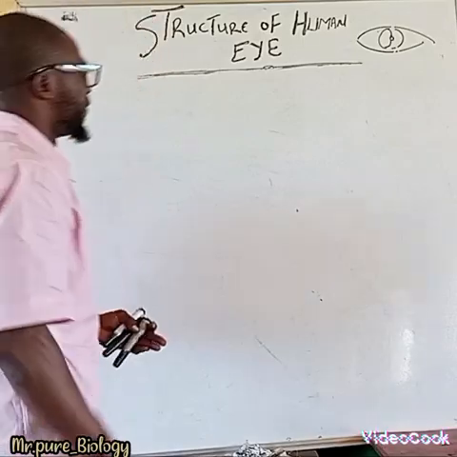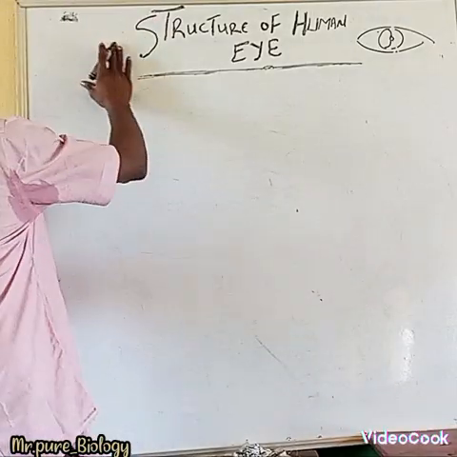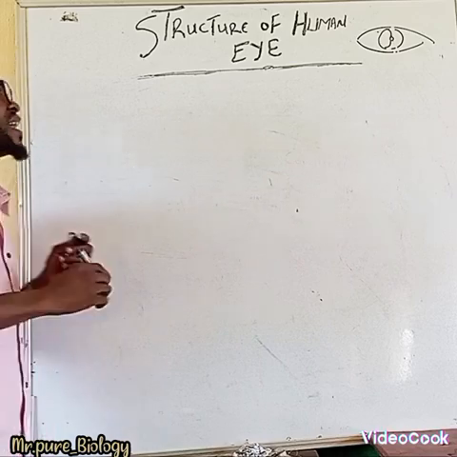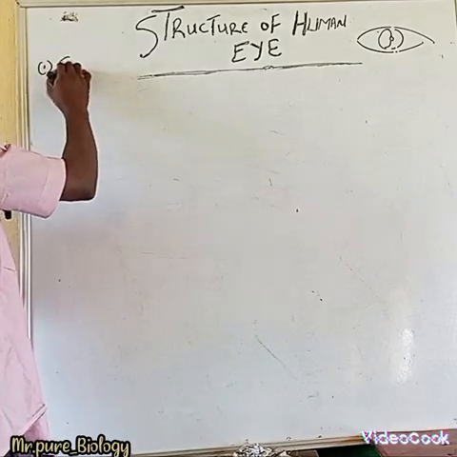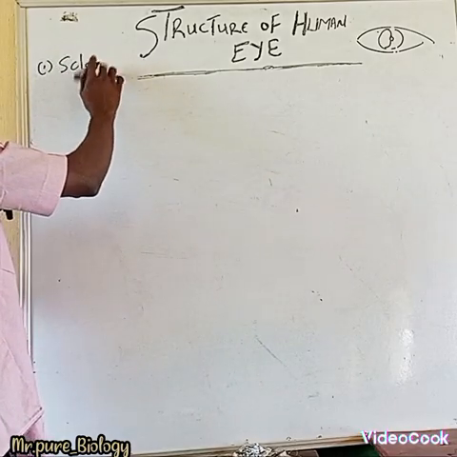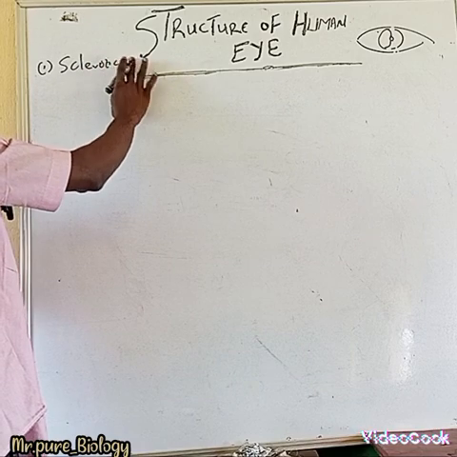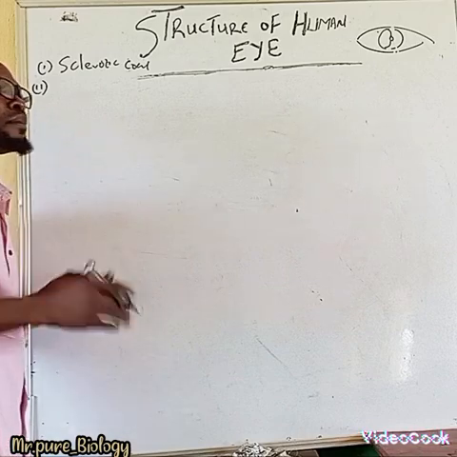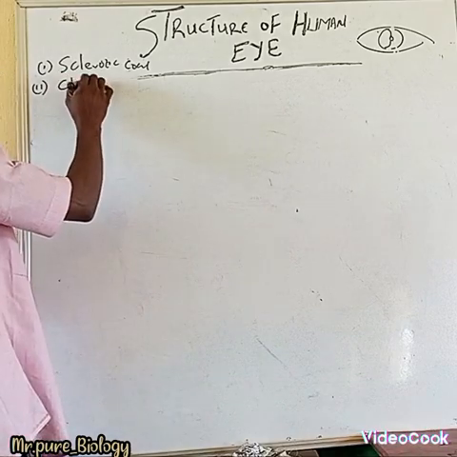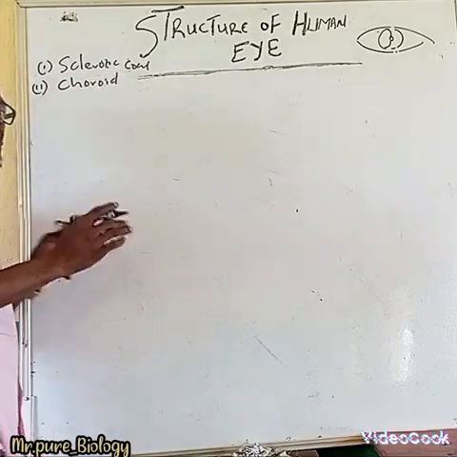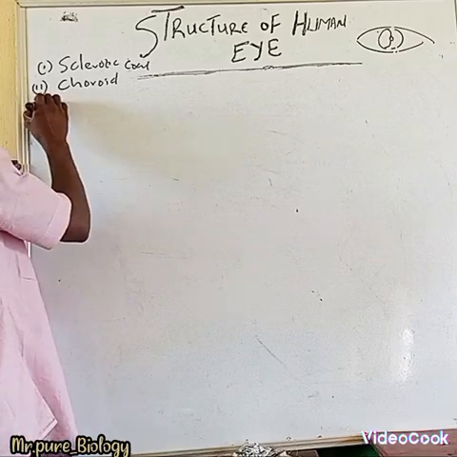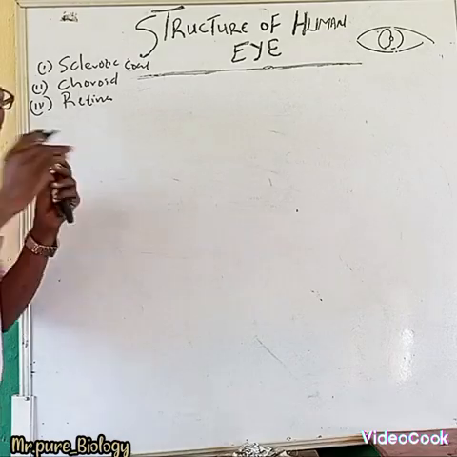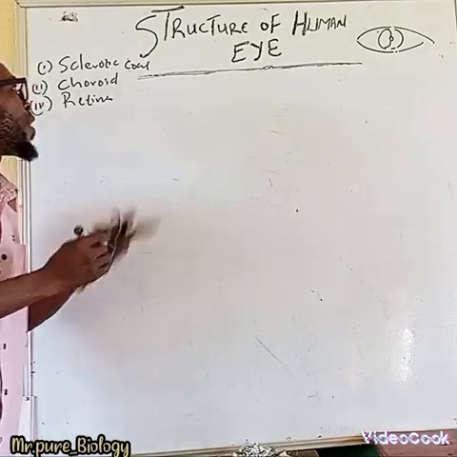To look at the structure of the eye, let's say the entire eyeball, it is of three layers, or three parts. And what are these? Number one, we can talk of the sclera, or we call it the sclerotic coat or sclerotic layer. That's the outermost layer. The second one is the choroid, as the middle or second layer. And the third one is the retina, as the innermost and the most delicate layer of the eyeball.